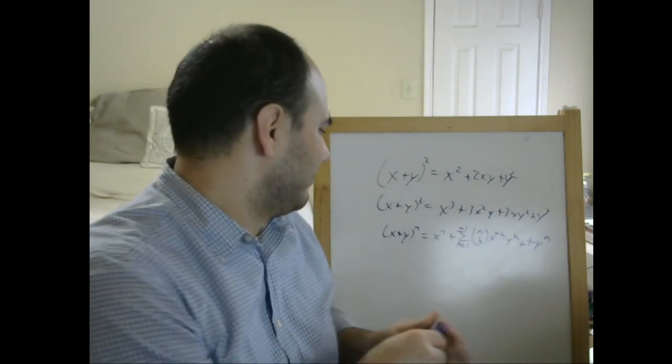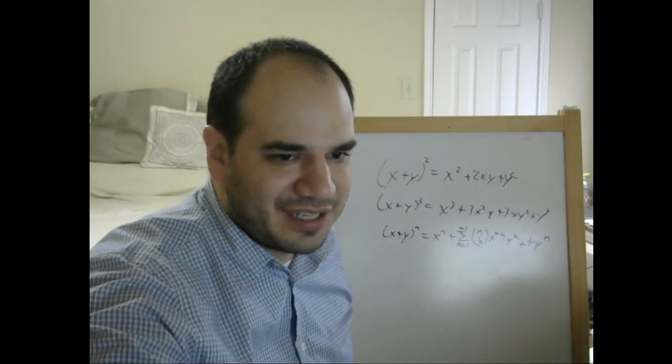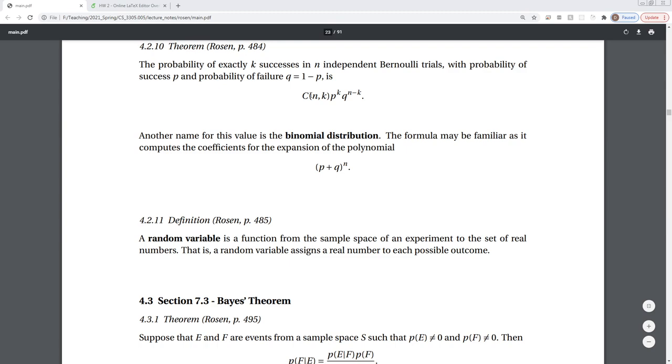So this right here is what we were looking at right here, right? So combination of n choose k, p to the k, q to the n minus k. So this was x, or I guess technically this would have been x to the n minus k, and this was y to the k. Okay.